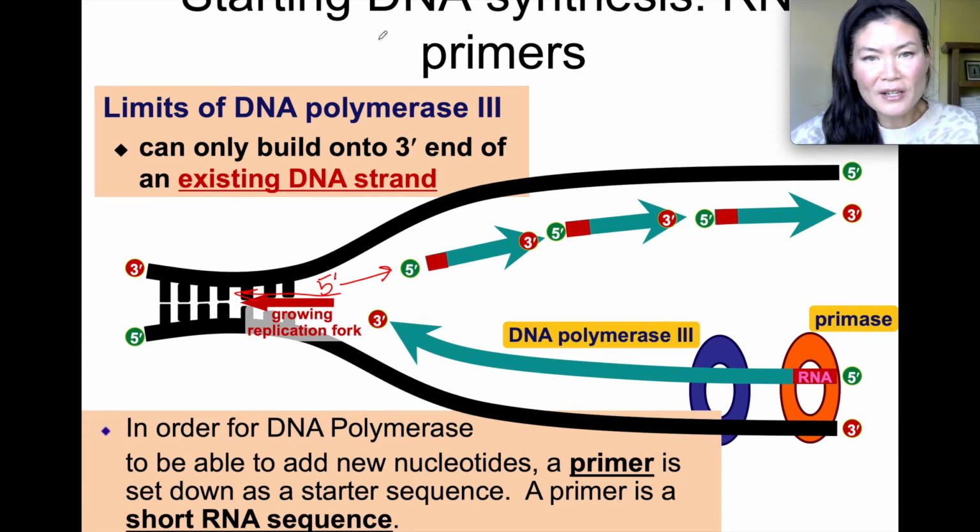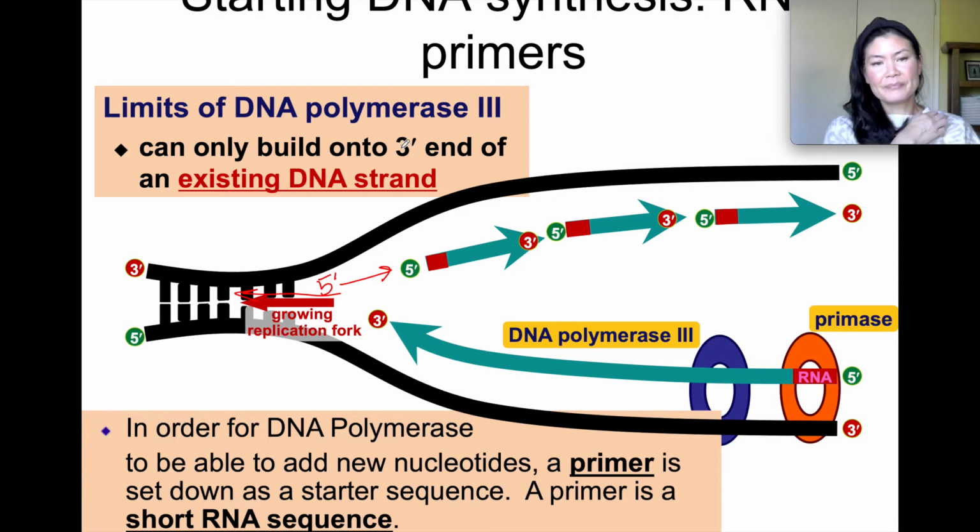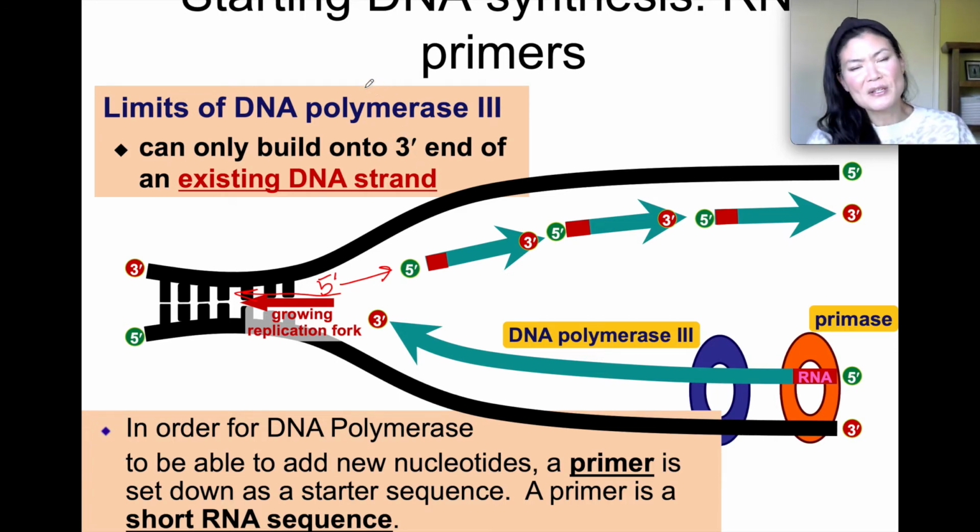So this is starting DNA synthesis, RNA primers. So here's another thing about DNA polymerase 3. I said that it's limited in that it can only add to a 3' end. It can only add to a pre-existing 3' end of a sugar, okay? And so there's another enzyme in DNA synthesis called primase, okay, primase. And primase is what starts off the leading and lagging strands. So we haven't talked about primase yet. We just said, oh, DNA polymerase can add to the 3' end of a DNA strand. But to start it off, you need a primer, okay, a primer.